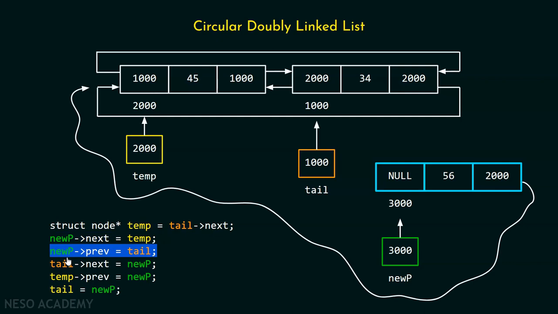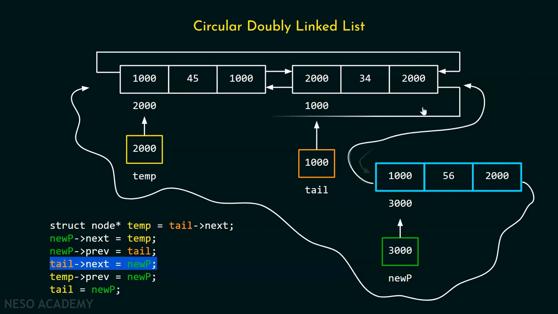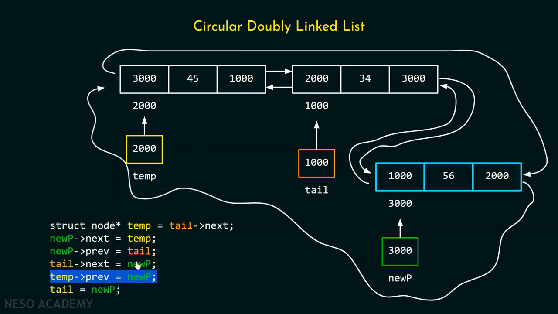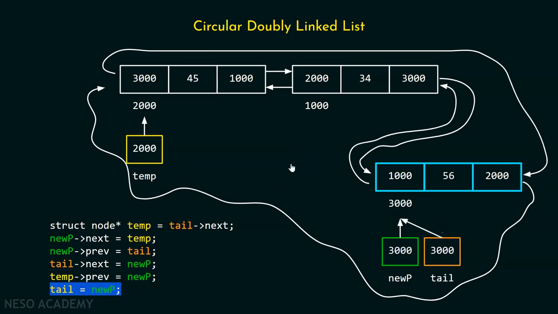After this, we have this line of code, that is newp prev equal to tail. That means we have to update the prev part of this node so that it can point to this node, right? After this, we have to update the next part of this last node so that it can point to this node. That is why I have written tail next equal to newp. After this, we have to update the prev part of the first node, not this node, okay? We have to update the prev part of the first node so that it can point to the new node, and that's what we want at the end. That's why I have written this line, that is temp prev equal to newp. And after this, we just need to update the tail pointer so that it can point to this node. And that's it. That's all we need.